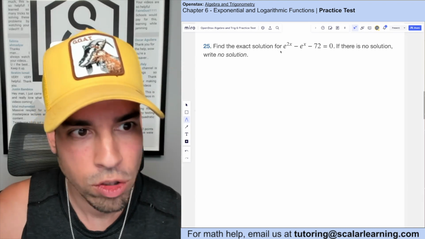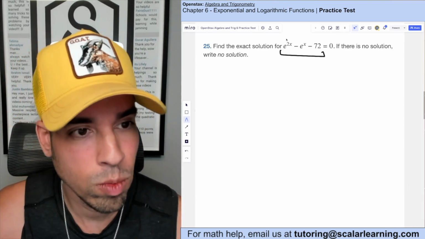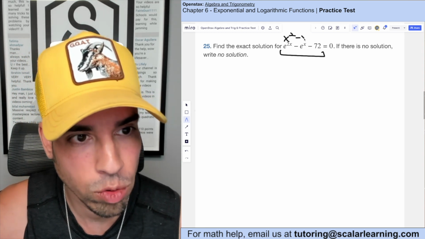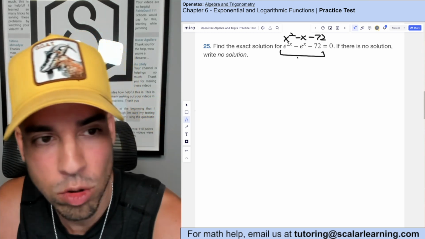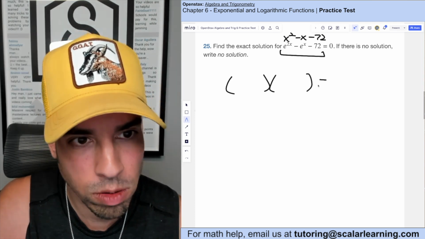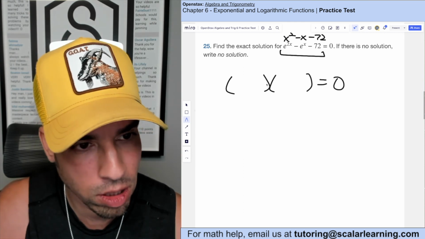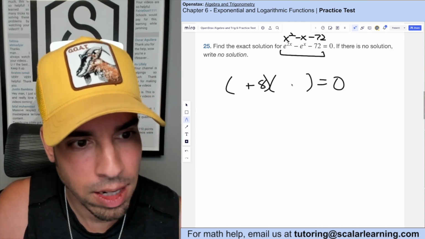So for this one, we want to start by recognizing that this is a quadratic in disguise. So you want to treat this just like if you had x squared minus x minus 72, and you'd start by factoring. So how would this factor? You'd say what two numbers multiply to negative 72 and add to negative 1, right? That's the coefficient there. So that'd be positive 8 and negative 9.